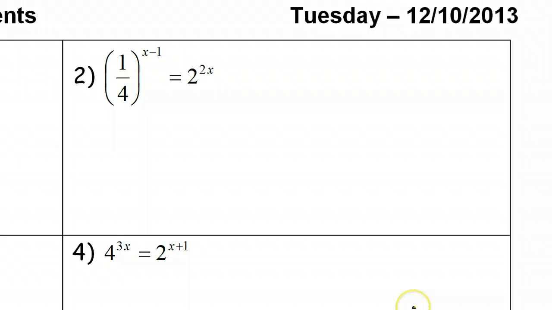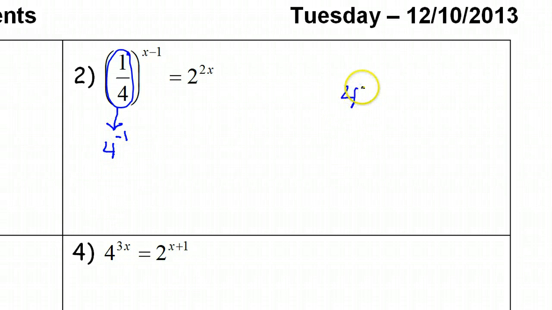Looking at number 2, just watch out. Because we have this 1/4, we really don't want to deal with fractions like that. So before I do anything else, I would convert this if I were you. Here's what I mean. 1/4, please remember that 1/4 is the same thing as 4 to the negative 1 power. Alright, let me just do that a little bit differently. So 1/4, right, just focus on that. 1/4 is the same thing as 4 to the negative 1 power.